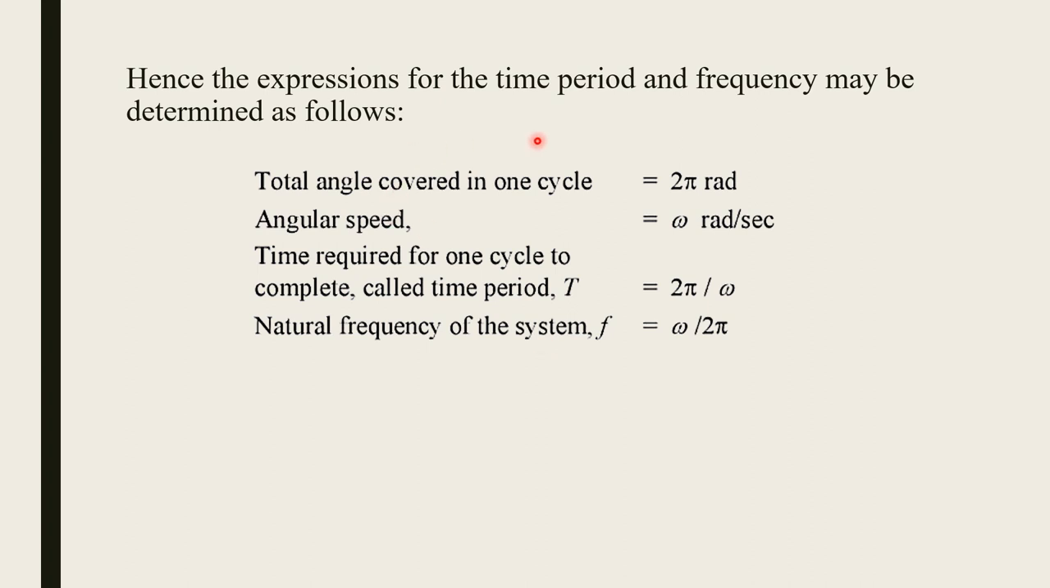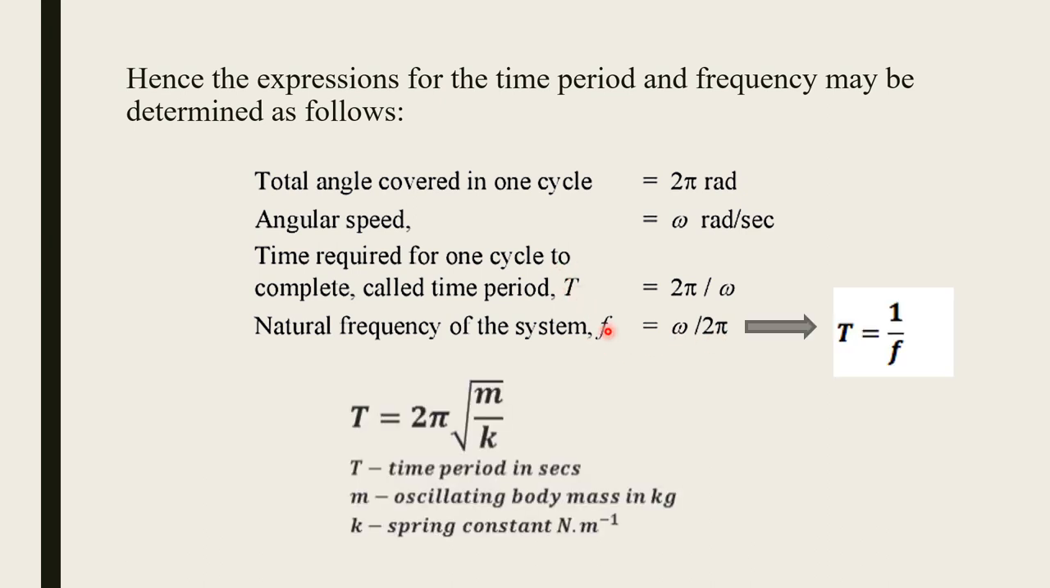Hence, the expressions for the time period and the frequency may be determined as follows. The total angle covered in one cycle is equal to 2 pi radian. Angular speed is omega, that is radian per second. The time required for one cycle to complete is called the time period, T equal to 2 pi over omega. Similarly, the natural frequency of the system, f, is equal to omega over 2 pi. That is, T and f have an inverse relation. Here I have just put the value of omega, that is square root of k over m. Now that it is on the underside, m will become up and k will be down, because omega is under the root.